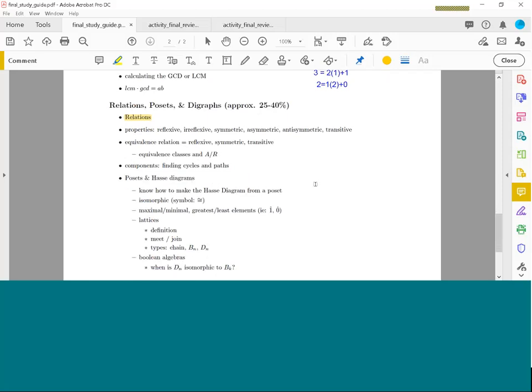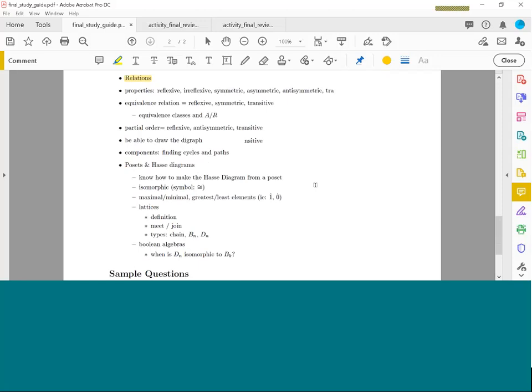Now, in terms of posets and Hasse diagrams, same topics that you could see that we just saw on test 3. Make sure you're comfortable with figuring out if something is a partial order. So that would be one thing. Make sure you're comfortable with making the Hasse diagram.